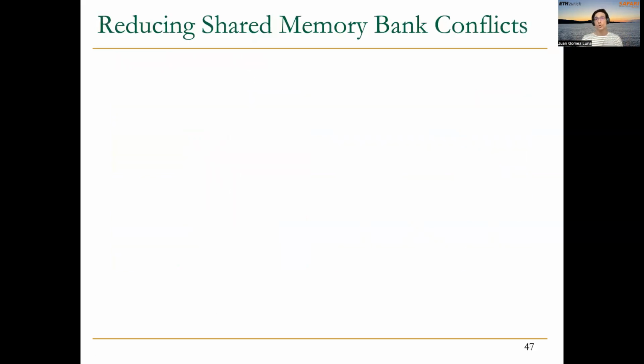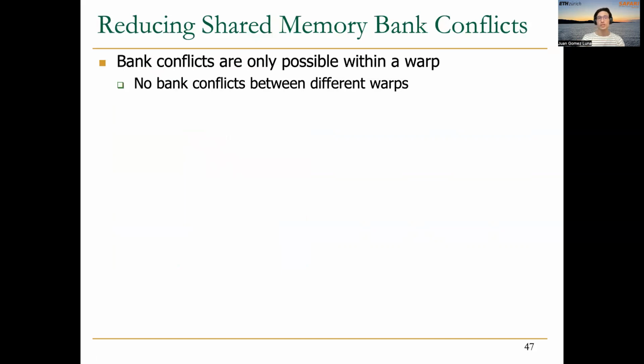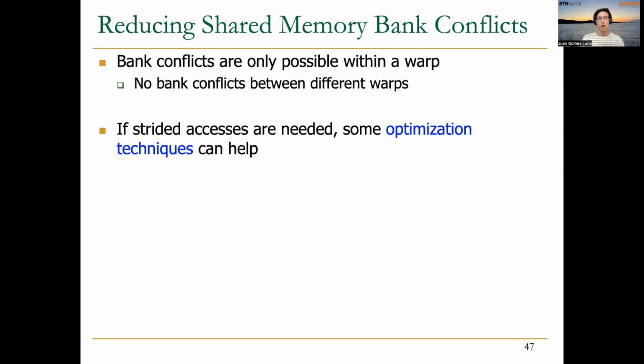There are ways of reducing shared memory bank conflicts in software. One potential way is a technique called padding. Let me give you a very simple example. Imagine that the stride is 32, and the number of banks is 32. That means that the 32 threads of the warp all want to access data in bank 0. For example, thread 0 accesses element 0, thread 1 accesses element 32.